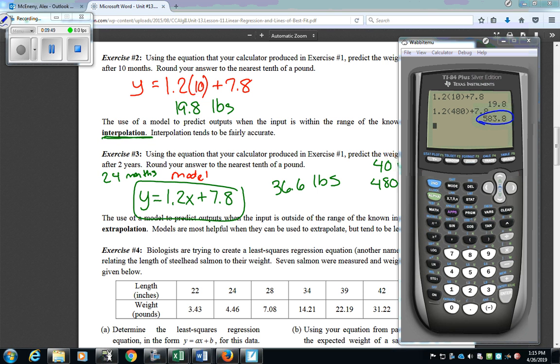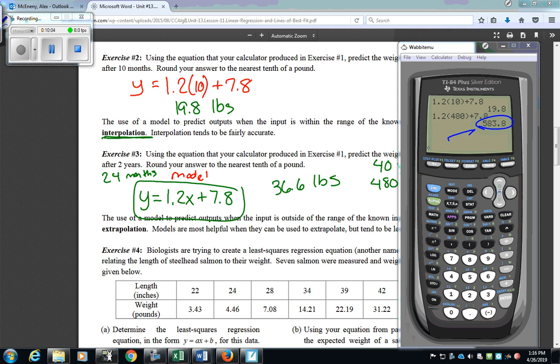So when you are using models to make predictions, it's always better and more likely to happen if it's within the data that's given to you. And if you get numbers that are farther away, kind of like the example right here, the one we're doing right here, the predictions become less and less likely to be correct.